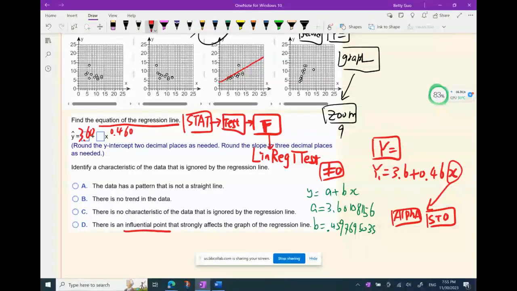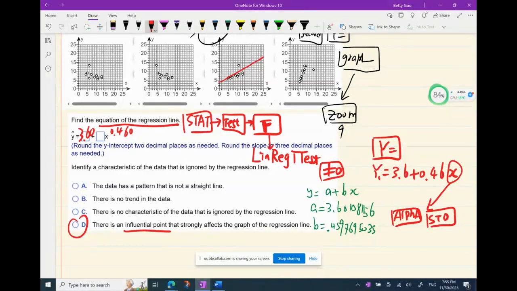From the name, we can guess what the influential point is. It means if you have the point and without the point, the regression line is very different. It makes a huge difference with the point absent and with the point present. So I would choose D. There is an influential point that strongly affects the graph of the regression line.